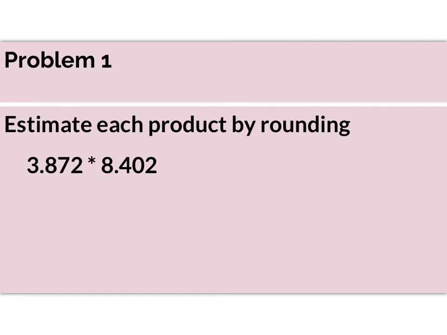Okay, so now what we're going to do is round to ones because that's our largest place value. 3.8 is roughly 4. 8.4 rounds to 8. So 4 times 8 is 32. So we're roughly going to be around 32.